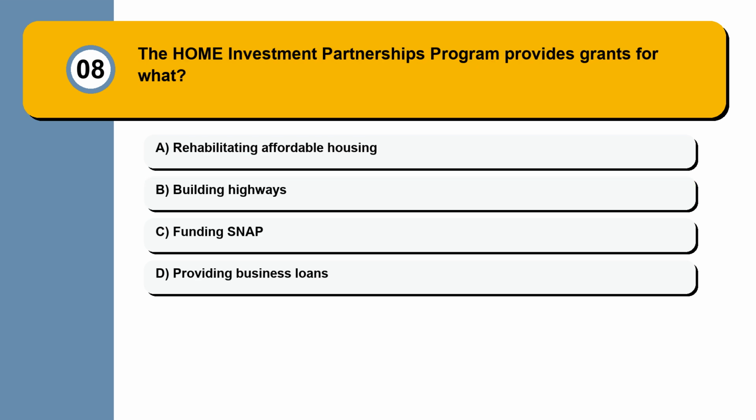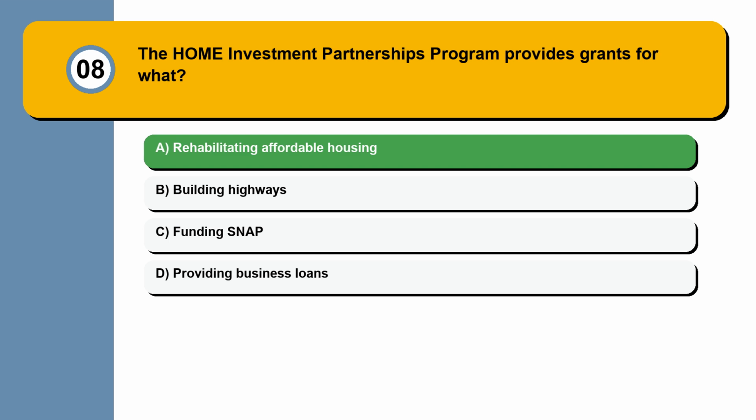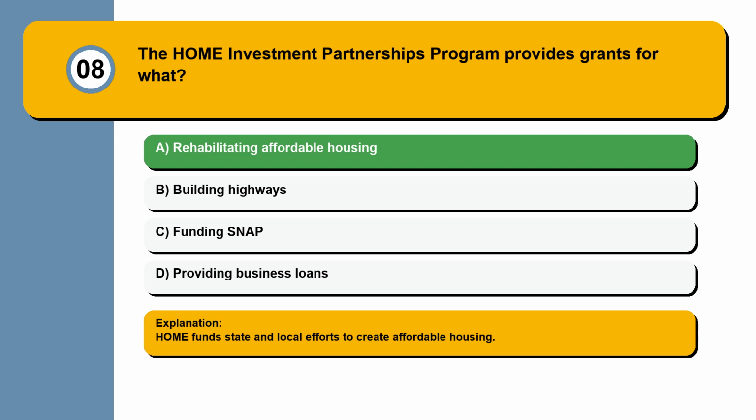Question 8. The HOME Investment Partnerships Program provides grants for what? Rehabilitating affordable housing, building highways, funding SNAP, providing business loans. HOME funds state and local efforts to create affordable housing.